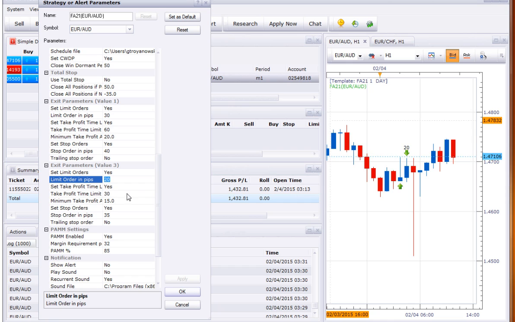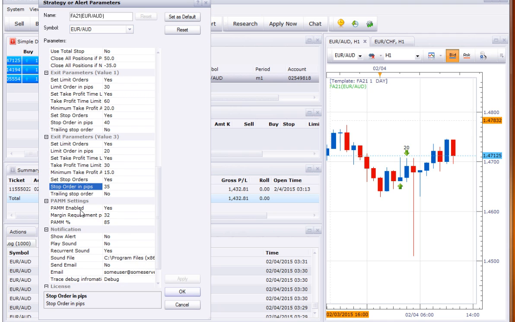I'm not looking to gain as much in this particular case. I have my initial limit at 20. I have my take profit time limit at 30 minutes versus 60 minutes, and I'm looking to get 15 pips, and I have a somewhat different stop loss order right there.